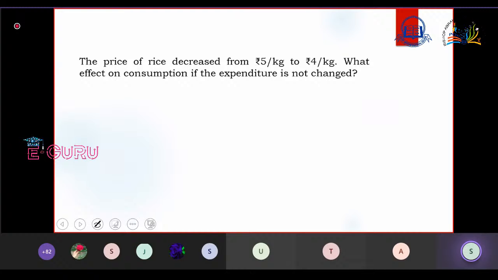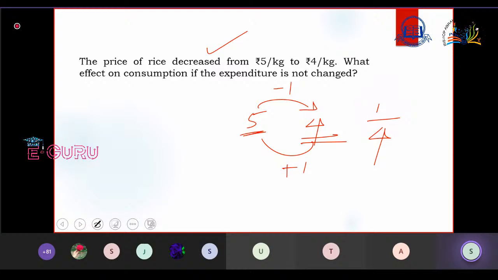Okay, so the answer will be, see here the price is decreasing, right? It is decreasing from 5 to 4. Decreasing from 5 to 4 means 1 is reduced. So reaching back to the initial position, we need to add 1, and this adding 1 is related with 4, right? So here the base value is 4 and we are adding 1 to 4. So the percentage effect will be 1 by 4 into 100, that is 25%, right?